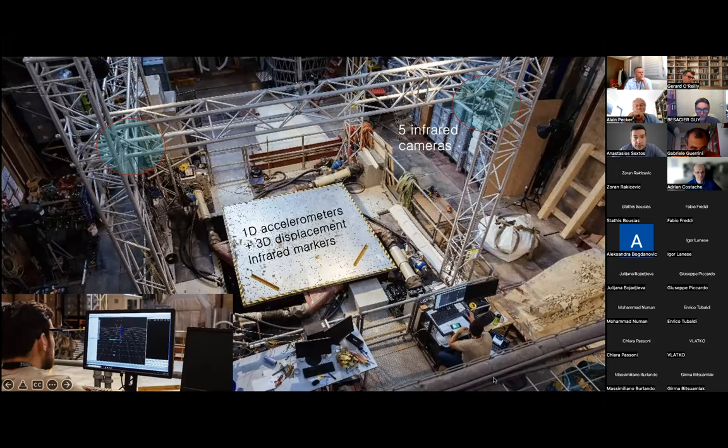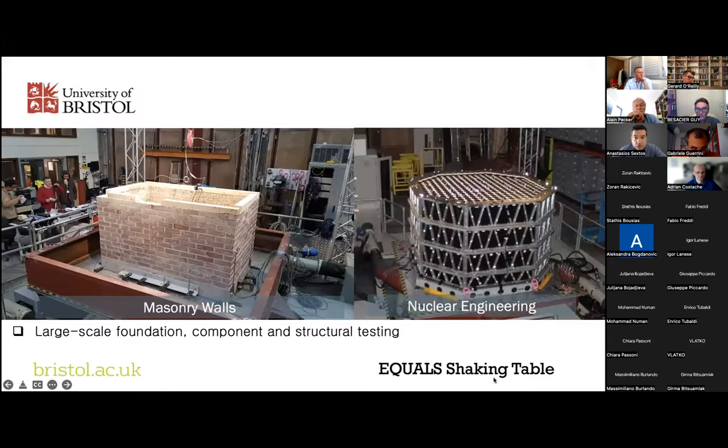Users interested in this 6DOF performance may prefer to pick this table compared to the other one that I'm going to show in a while, because, as we know, there are structures that are sensitive to the vertical acceleration of ground motion, like masonry walls, or items and pieces of equipment related to the nuclear industry that need to be qualified.